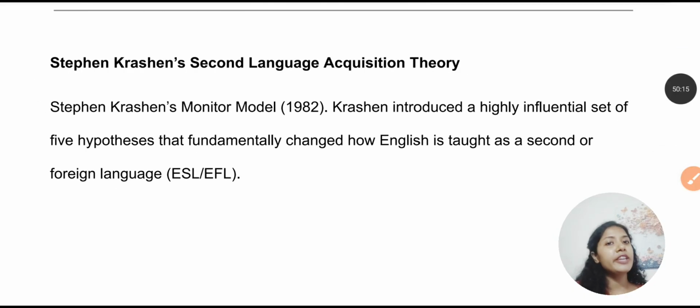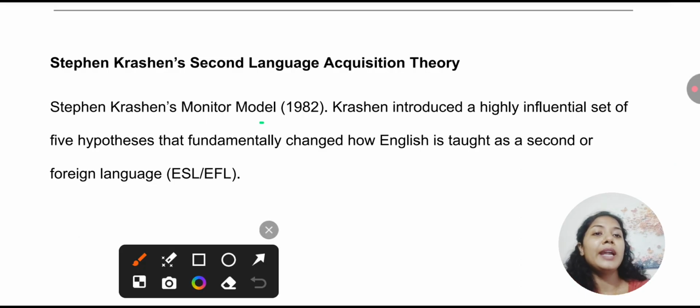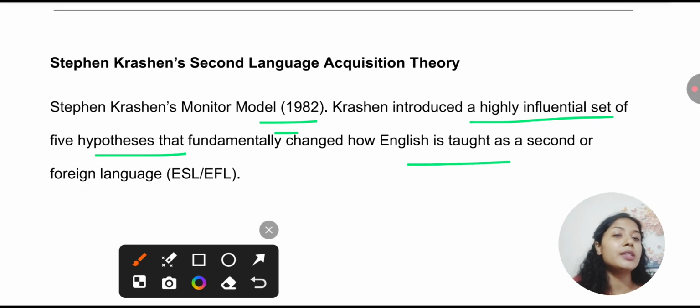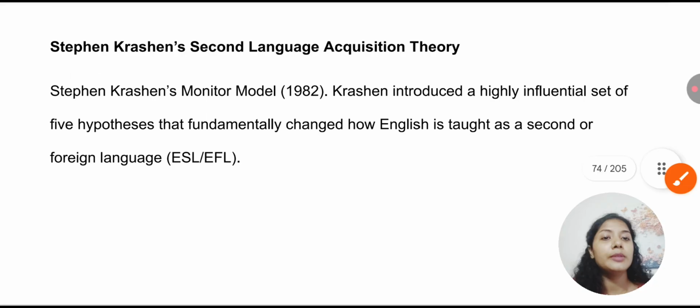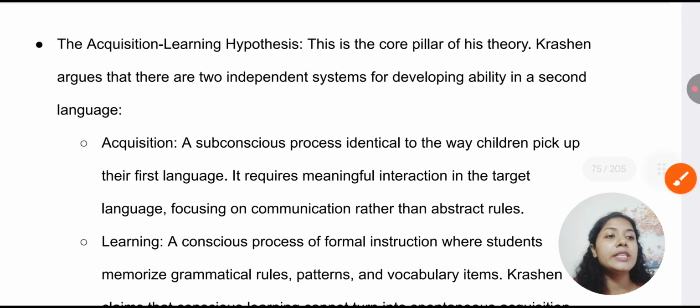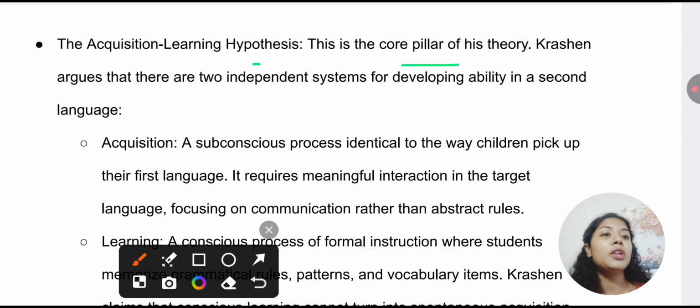Now your next topic is Stephen Krashen's second language acquisition theory, which is very important. So Stephen Krashen's Monitor Model, 1982. Krashen here introduced a highly influential set of five hypotheses that fundamentally changed how English is taught as a second or foreign language. Okay, and what he said first was the acquisition-learning hypothesis. This is the core pillar of the theory. Krashen argues that there are two independent systems for developing the ability in a second language.